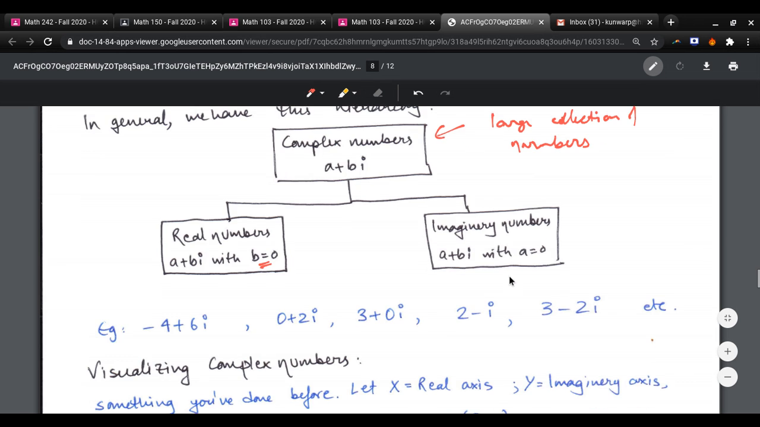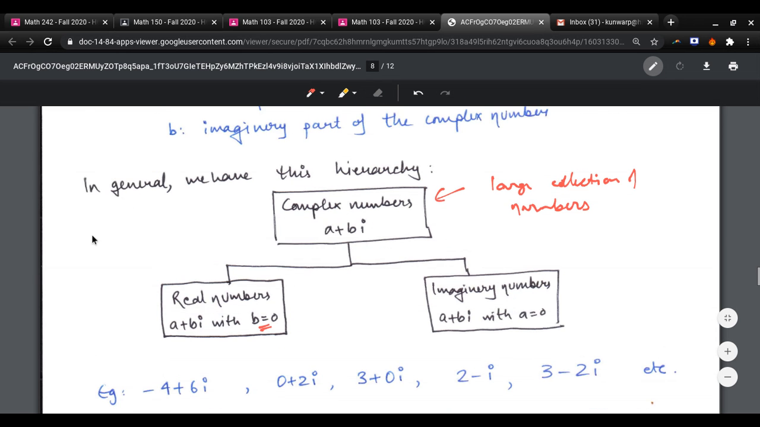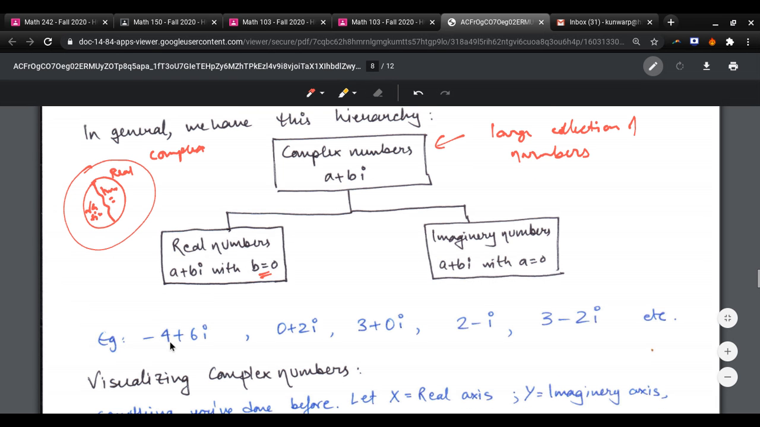Now, in general, you can think of it as complex, and then in the complex, you have the real. Within the real, you have rational and irrational, and so on. So there's a bunch of classifications of numbers. Examples: negative 4 plus 6i, 0 plus 2i, 3 plus 0i, 2 minus i, 3 minus 2i, etc.